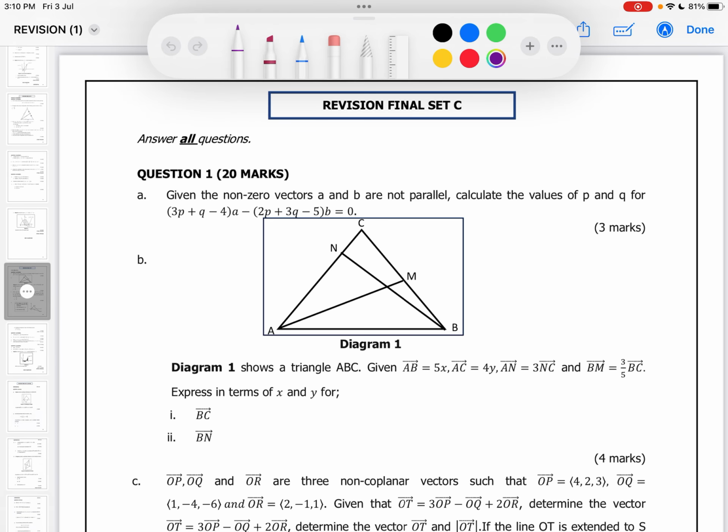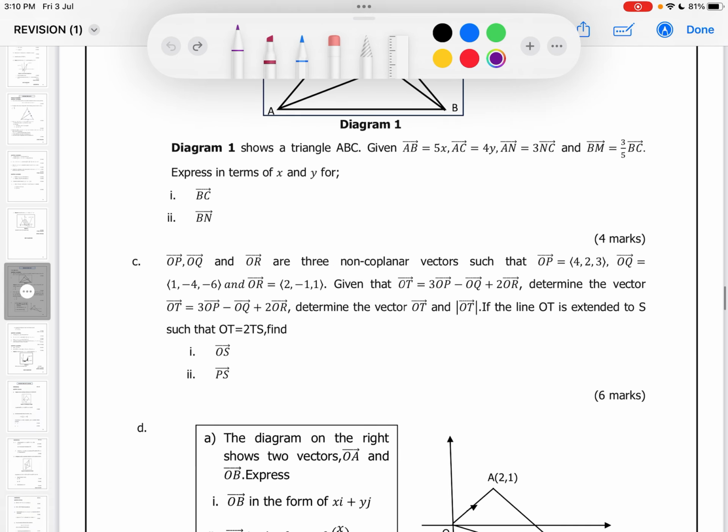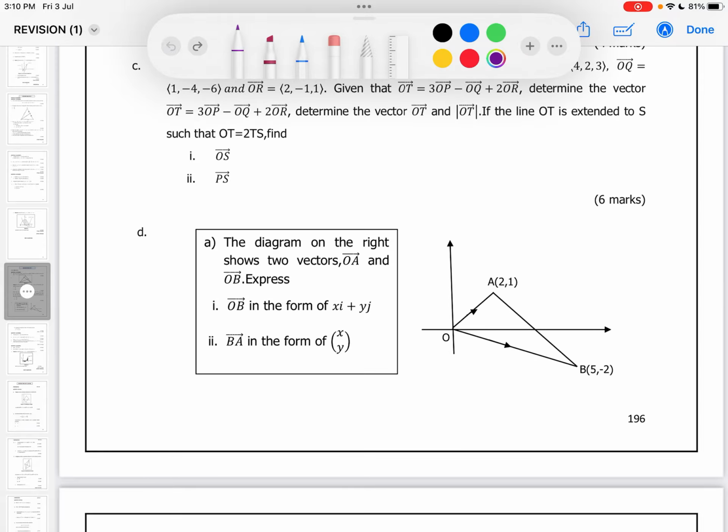Okay, for the first question, I'm noticing a pattern in the revision questions that are going to be tested on. Basically, first they're just going to ask about non-zero vectors. And then they're going to give you a diagram, like a triangle, and ask you to calculate the vectors based on the given vectors. And then, oh, this one is new. C would be like three coplanar vectors, x, y, and z. So this is for x, y, and z. And then D is direction, basically.